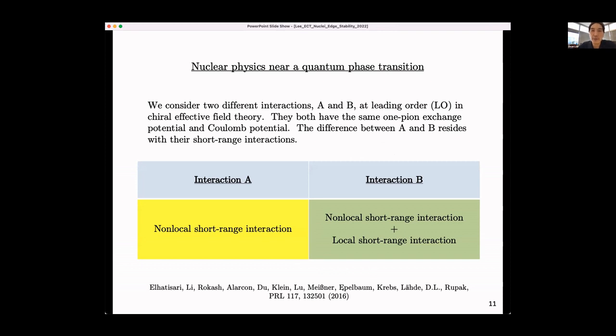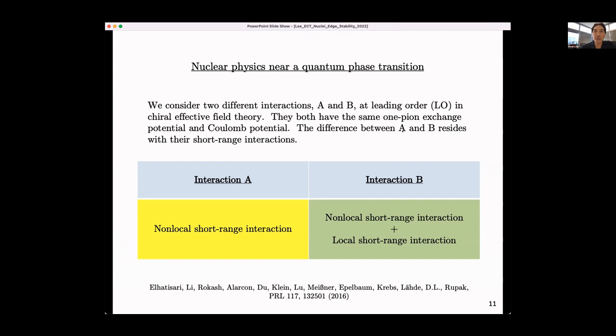One study we did back in 2016 was we considered two different interactions, A and B, at leading order in chiral effective field theory. And they both had essentially the same phase shifts. Back then, they were only approximately the same phase shifts, but we can now do this analysis with exactly the same phase shifts and come up with the exact same conclusions that I will present to you in just a moment. But basically, A and B have the same phase shifts at the two-body level.